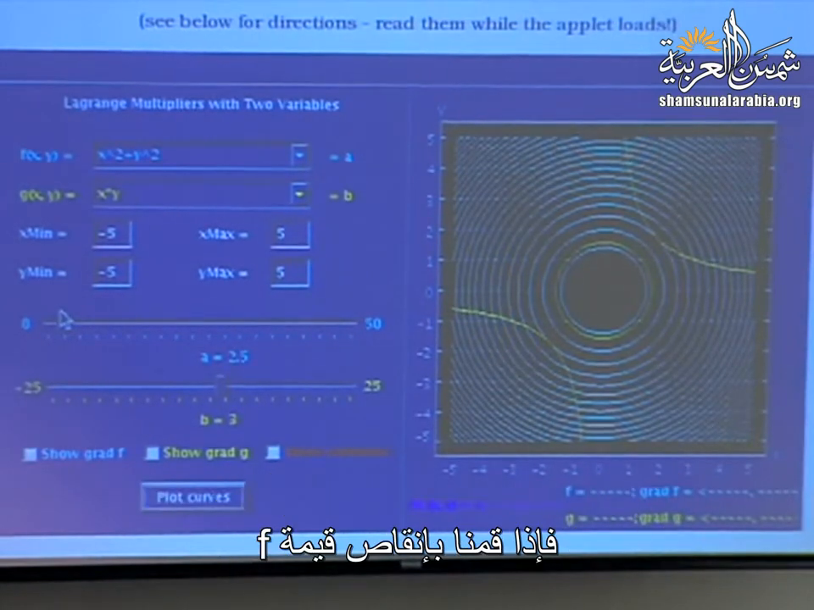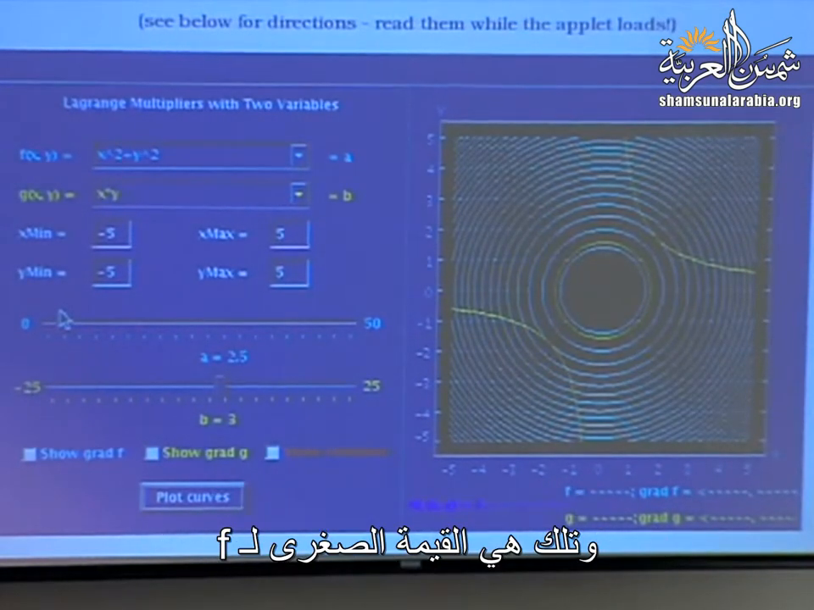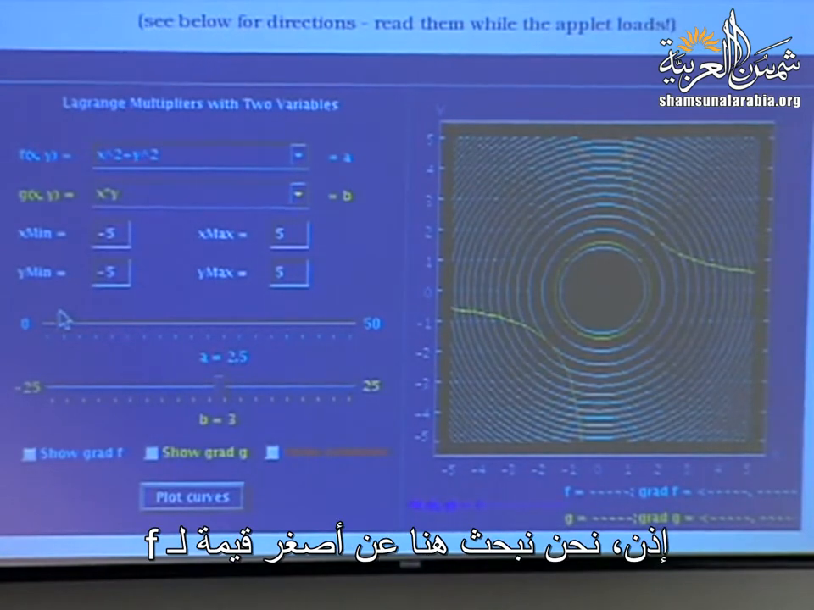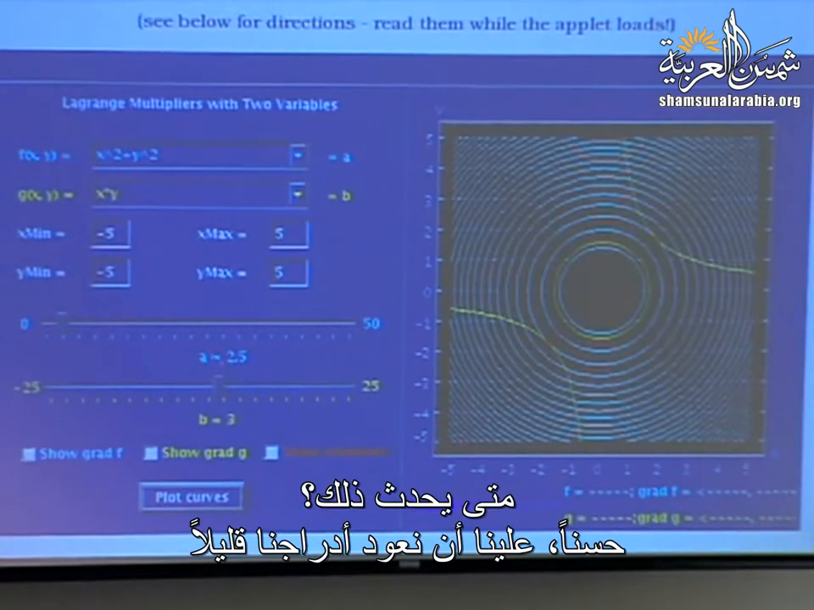So if we decrease the value of f that we want to look at, there's somehow a limit value beyond which we can't go, and that's the minimum of f. Okay? So we're trying to look for the smallest value of f that will actually be realized on the hyperbola. So when does that happen? Well, I have to backtrack a little bit.